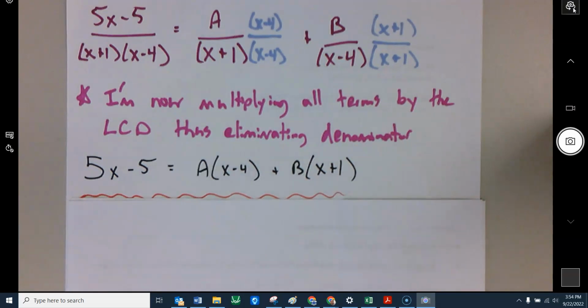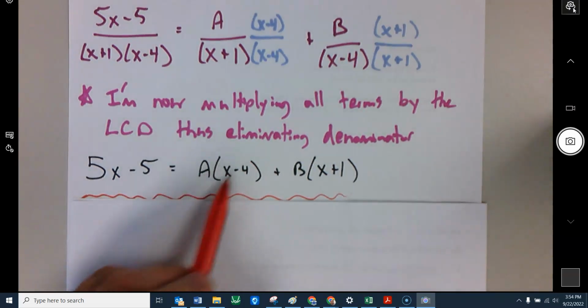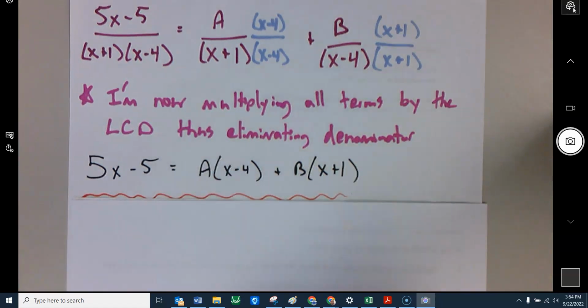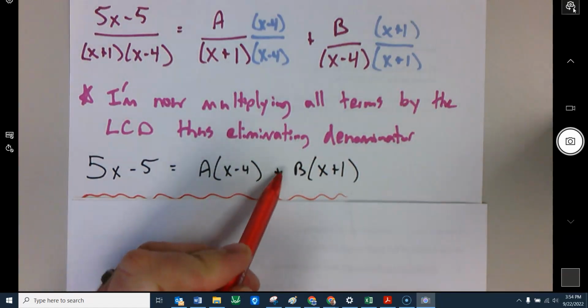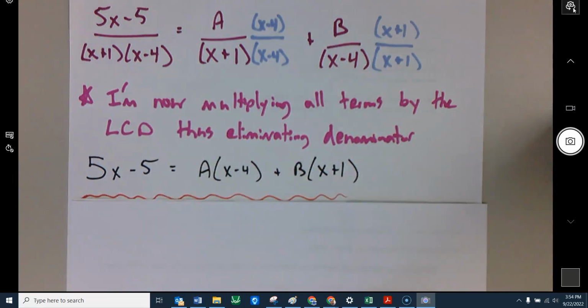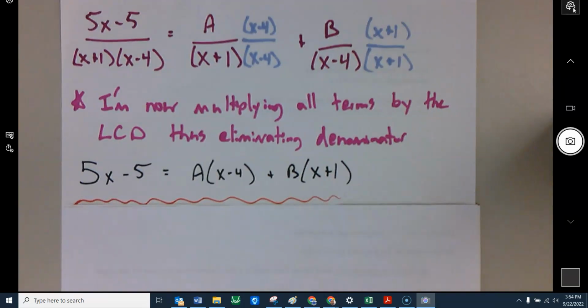From here, we could equate coefficients, right? We just did that on the board. I could multiply this out and get ax minus 4a plus bx plus b, and then equate coefficients just like you did below. But you'll have to solve a system of equations, substitution or elimination, which isn't the end of the world. We may have to do that anyway. But we have this new technique.